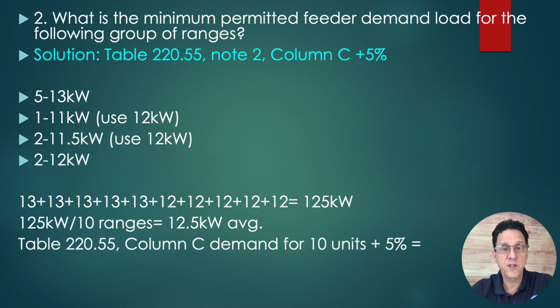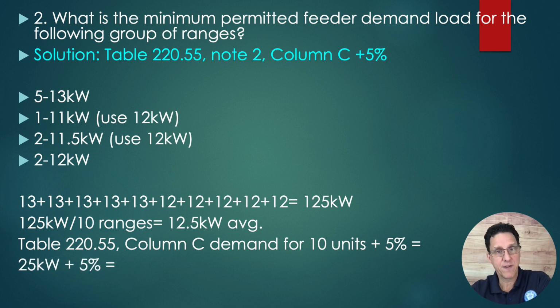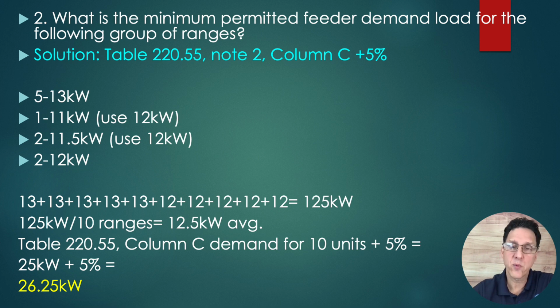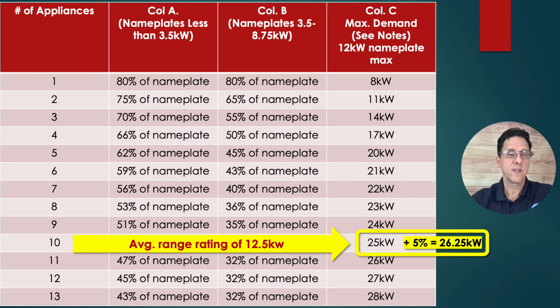Column C demand for 10 units, whatever that is, plus 5%. 25 kW, that's the demand in column C. Got to add 5% to that. Total is 26.25. Okay, there it is. The demand for 10 units in column C, but in this case, the average rating of the group is 12.5 kW, so it's the demand in column C plus 5%, 26.25 kW.